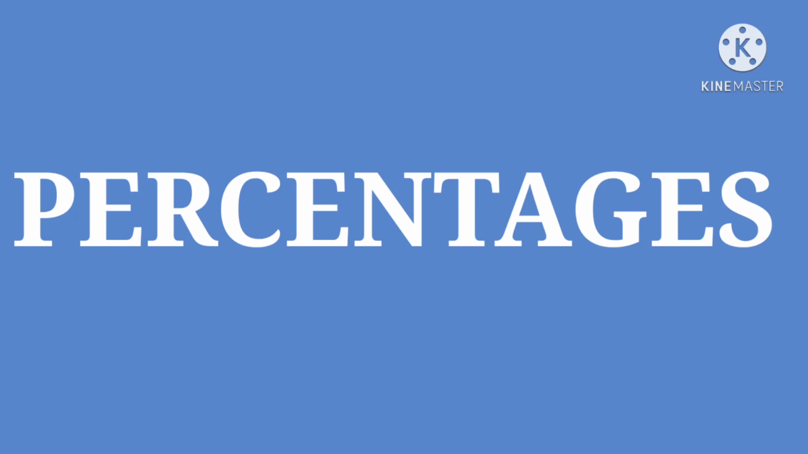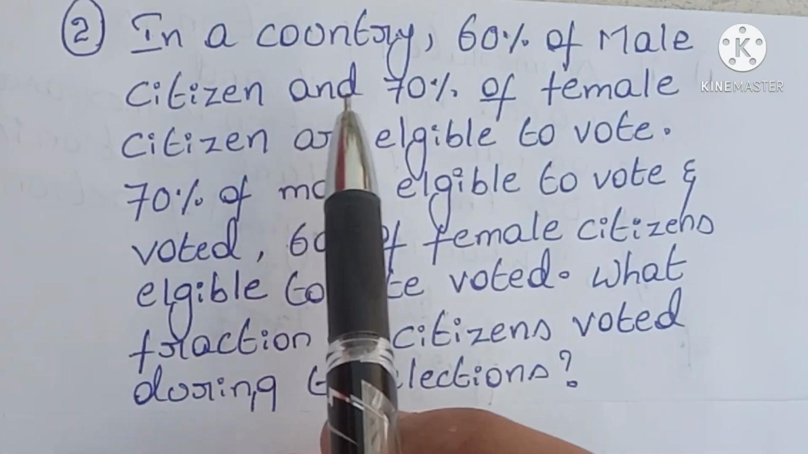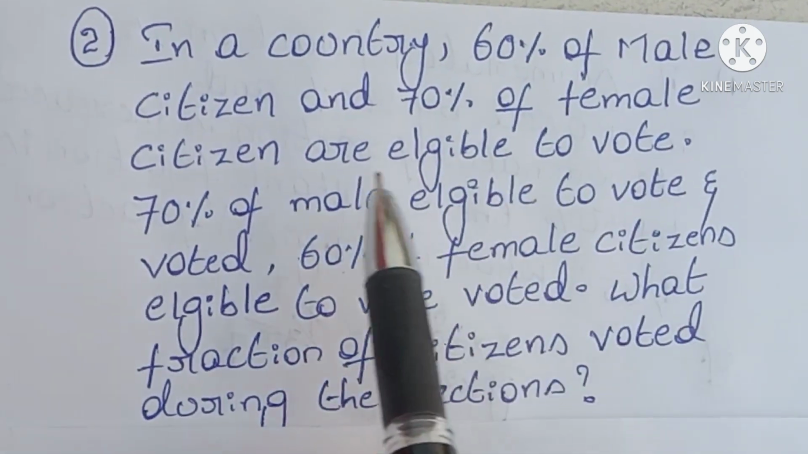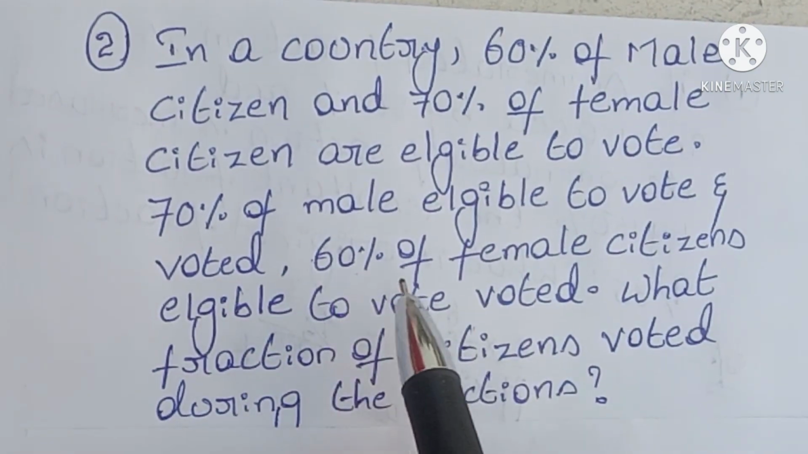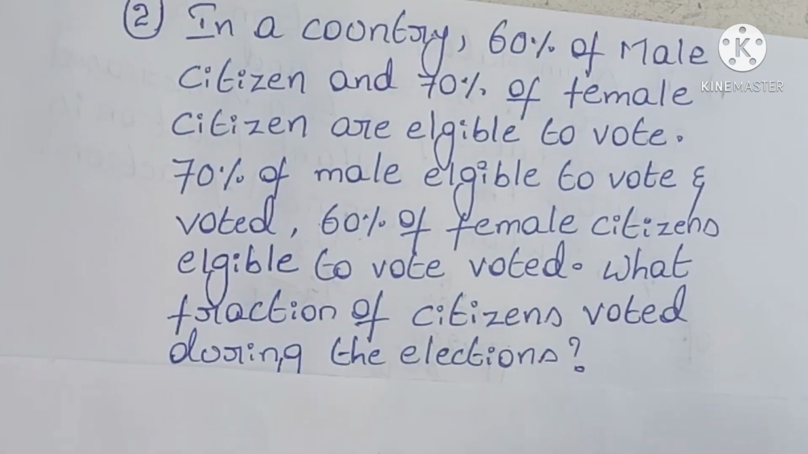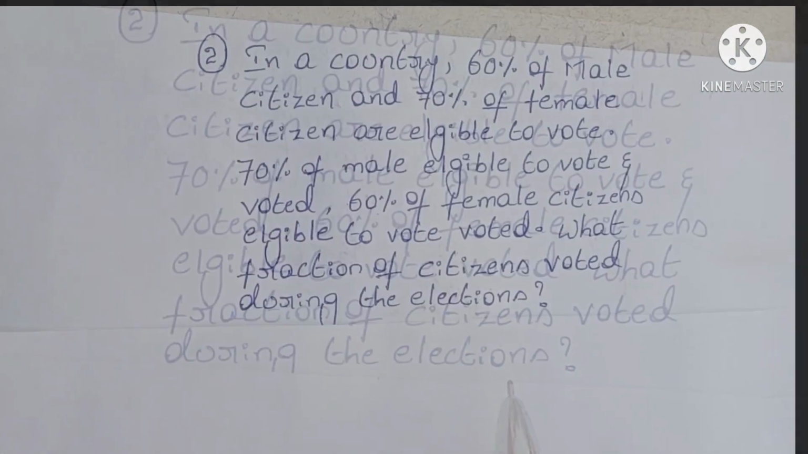In this video, we are going to discuss some more important problems of percentage topic. In a country, 60% of male citizens and 70% of female citizens are eligible to vote. 70% of males eligible to vote and voted. 60% of females eligible to vote and voted. What fraction of the citizens voted during the elections?